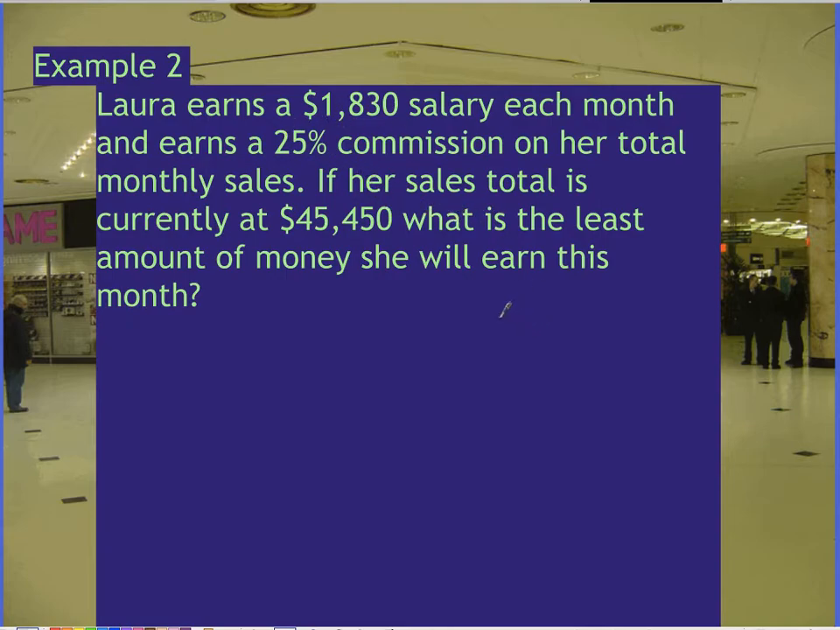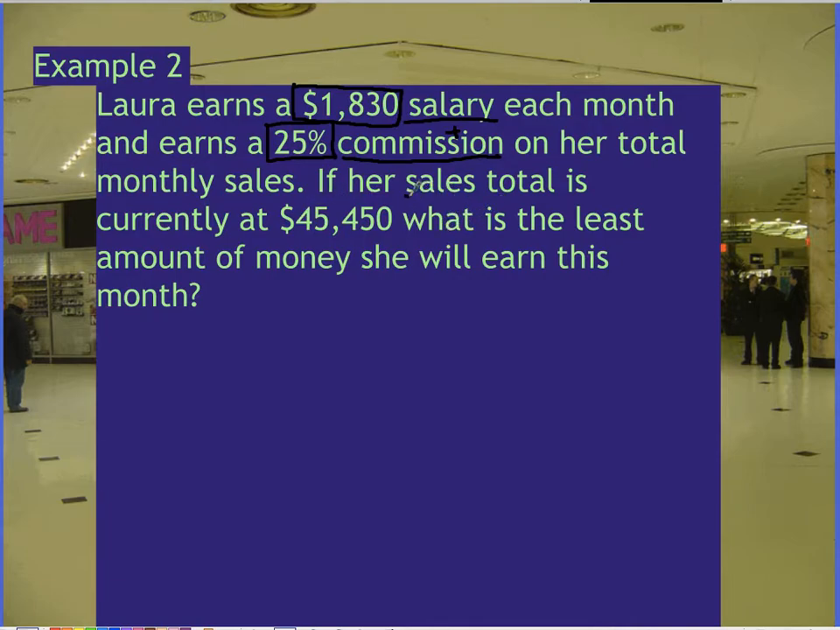Okay, example 2. Laura earns a $1,830 salary each month and earns a 25% commission on her total monthly sales. If her sales total is currently at $45,450, what is the least amount of money she will earn this month? Okay, well, it is important to know her salary and that it's a salary. It is important to know that it's a 25% commission, and we can even put here that that means it gets added on.